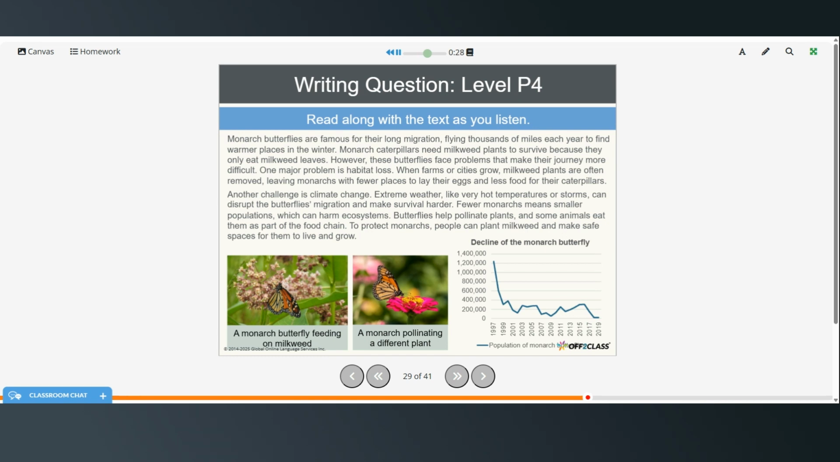Another challenge is climate change. Extreme weather, like very hot temperatures or storms, can disrupt the butterflies' migration and make survival harder. Fewer monarchs mean smaller populations, which can harm ecosystems. Butterflies help pollinate plants, and some animals eat them as part of the food chain. To protect monarchs, people can plant milkweed and make safe spaces for them to live and grow.